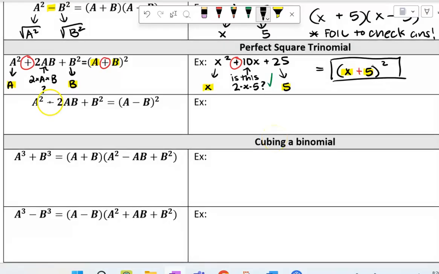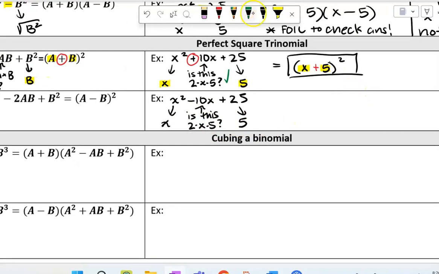Well, what happens if I have a minus sign instead as the first sign that I see? Well, let's do a quick example, and all I'm going to do here is change the first sign to a minus sign. But notice I kept the second sign a plus. Well, we would still check to see, is this a perfect square? I'm going to take the square root of each end, x and 5. Check the middle. Is this 2 times x times 5? Is it double those two numbers that we just found? And the answer is yes, so we have a perfect square.